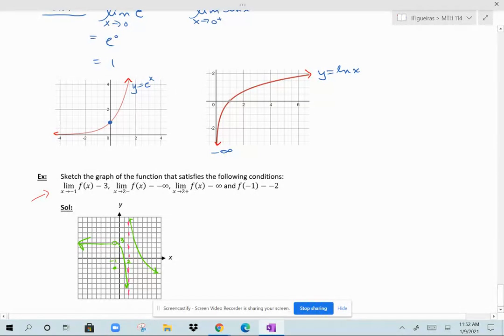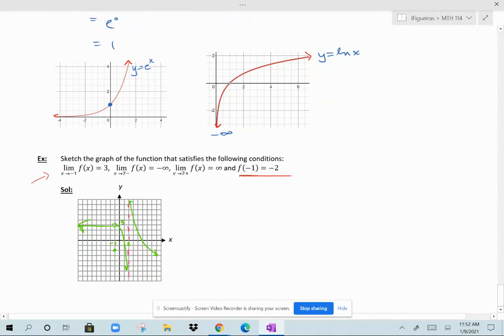Okay. So this is the only point that we really know for sure. F of negative 1 is negative 2. I went ahead and plotted that. But the limit as x approaches negative 1 is going towards 3. So that means that on the left side and the right side of negative 1, I have to show two pieces of a graph that are getting closer and closer to the number 3. But 3 has to be an open circle because I already have a solid point here. You can't have two pieces of the graph on top of each other vertically because that wouldn't be a function. It would fail the vertical line test.